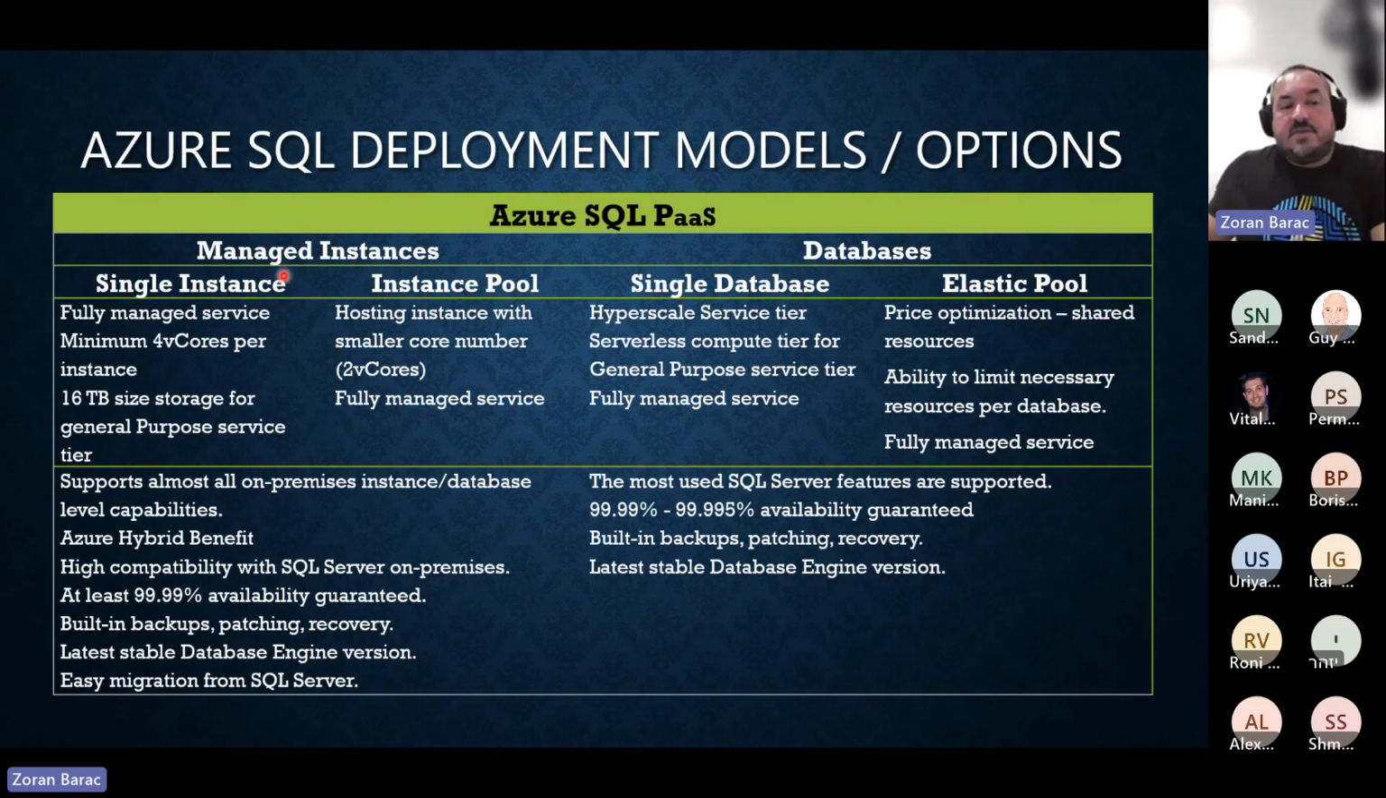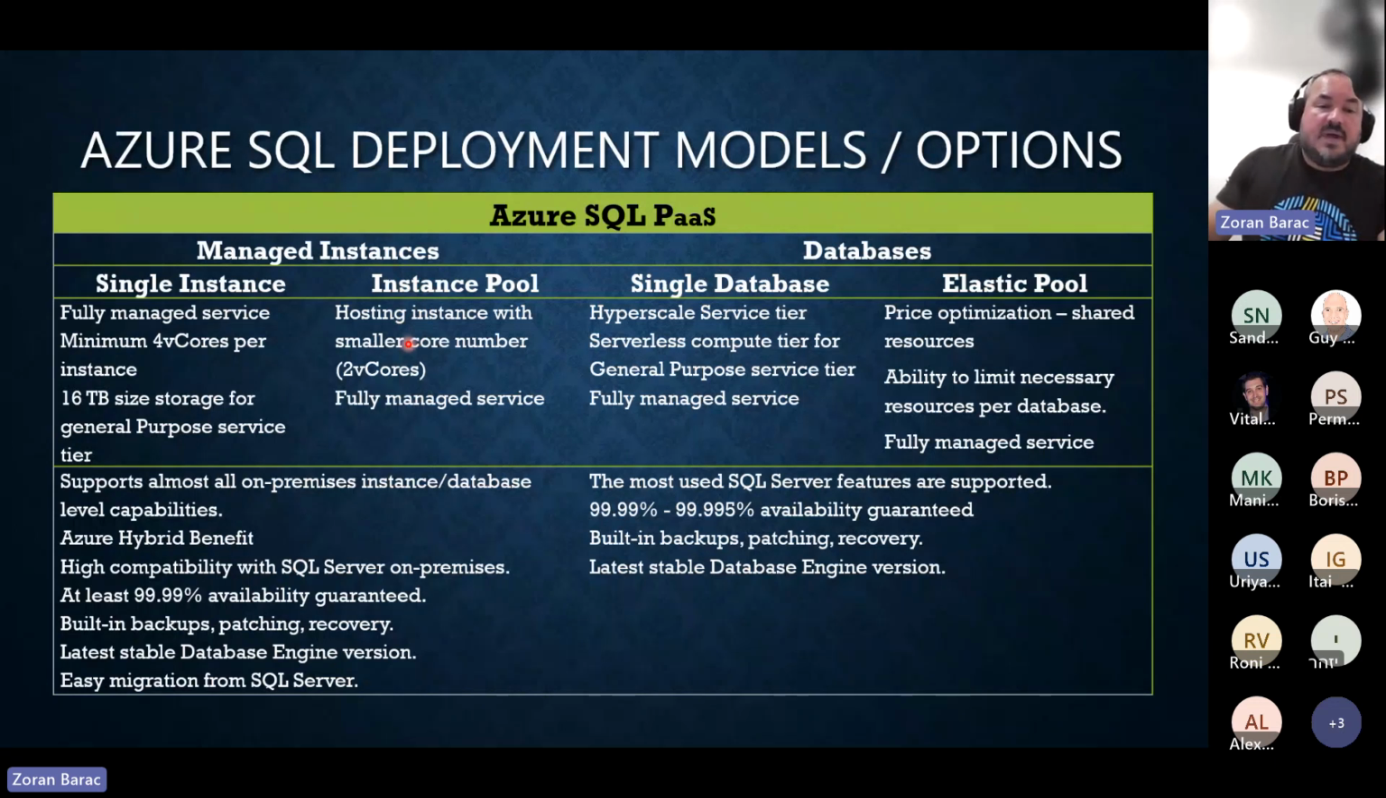So the managed instance, as we already mentioned, is a single instance. This is a fully managed service, same as Azure SQL Database. The only difference is that when you look at the interface, it behaves like a dedicated VM or infrastructure-as-a-service kind of deployment. You have everything you would have on your dedicated machine, and it's an easy lift and shift kind of migration. It supports all on-prem instance and database level capabilities. You have Azure Hybrid Benefit as well. It has a 99.99% availability guarantee. Built-in backups, patching, recovery, everything is fully managed.